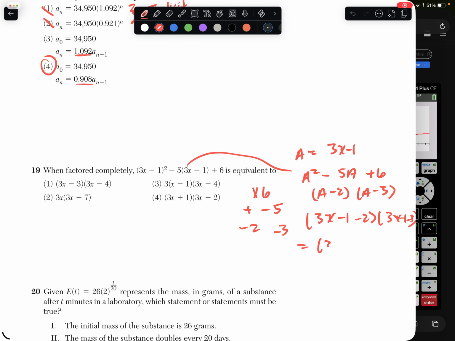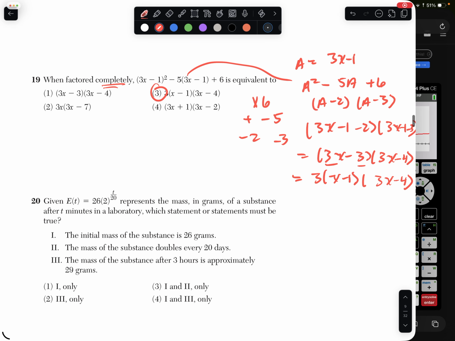So then that's equal to 3x minus 3 times 3x minus 4. And then, yeah. So for number 19, the answer is choice. It says factor completely. One more thing we can do, we can factor out the GCF for the first one, which is 3. So make sure you factor out the GCF. That's the part where I almost forgot. Make sure you have that.